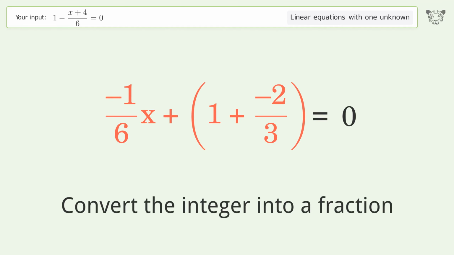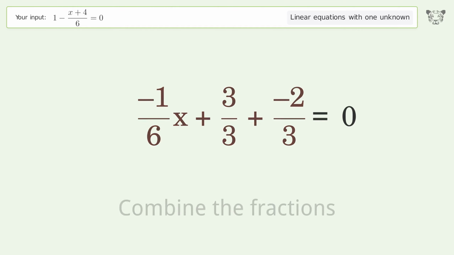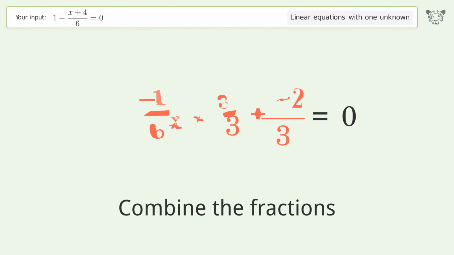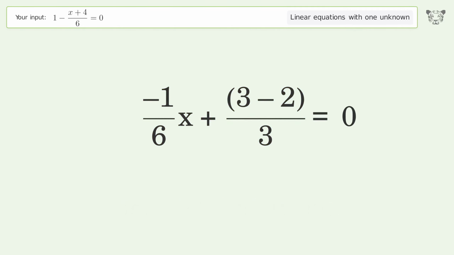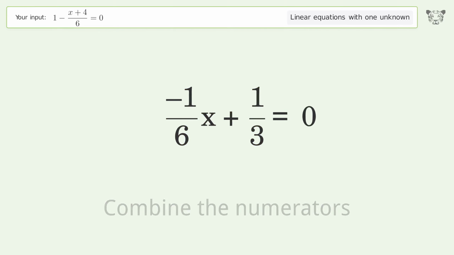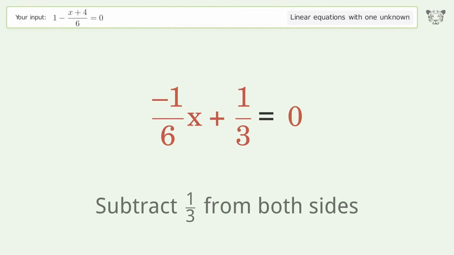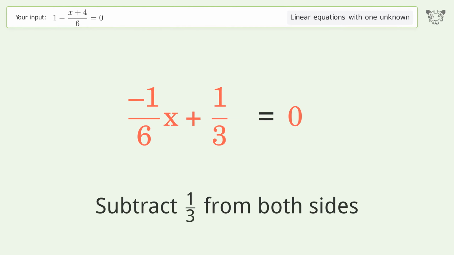Convert the integer into a fraction. Combine the fractions. Combine the numerators. Group all constants on the right side of the equation. Subtract 1/3 from both sides.